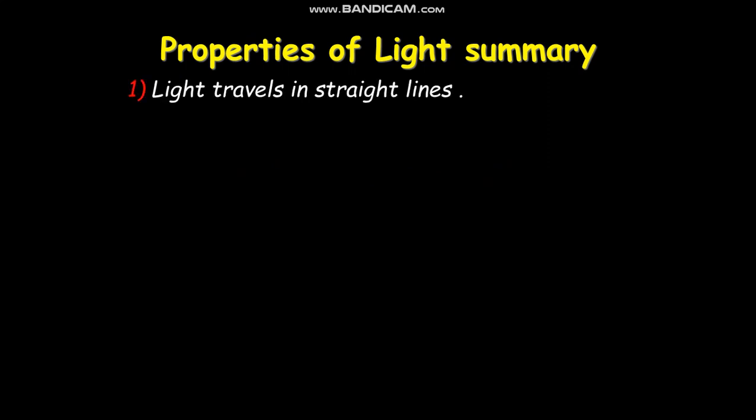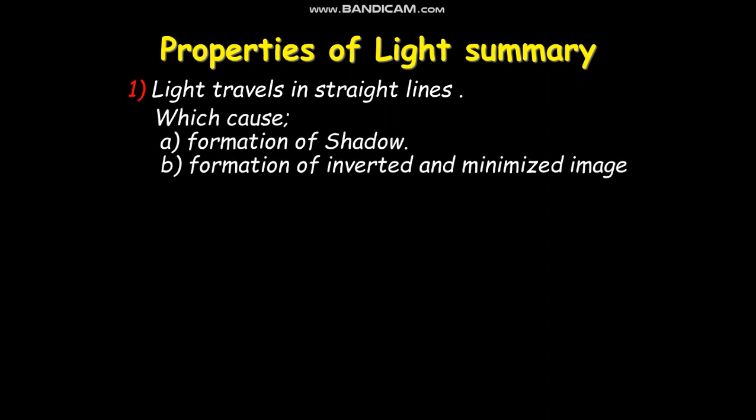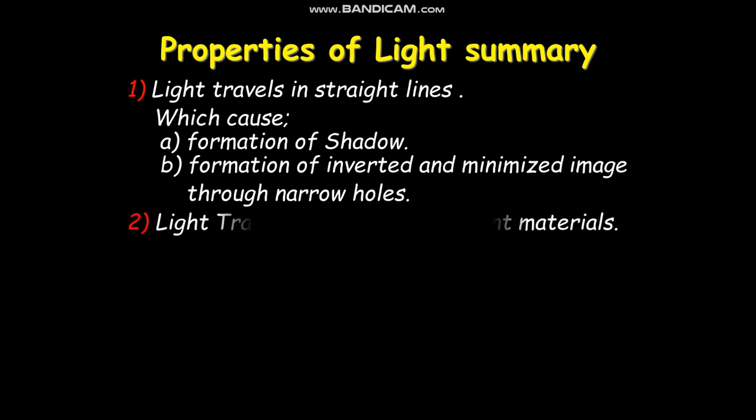The first one is that light travels in straight lines, which causes two phenomena. The first phenomenon is formation of shadow, and the second one is formation of inverted and minimized image through narrow holes. The second property is that light transmits through different materials, and we classified the materials around us into 3 classes.